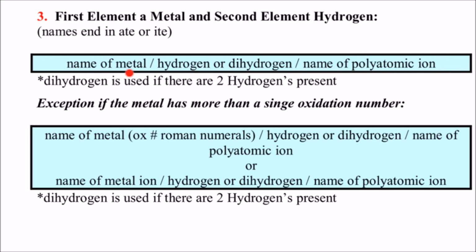We're going to say the name of the metal, then you're going to say hydrogen or dihydrogen. You'll use dihydrogen if there are 2 hydrogens present as the second element. And then we're going to say the name of the polyatomic ion. Remember, we use the any-outy rule to come up with that. We'll talk about the exception in just a minute.